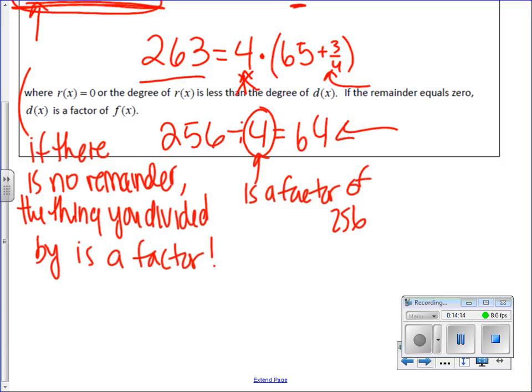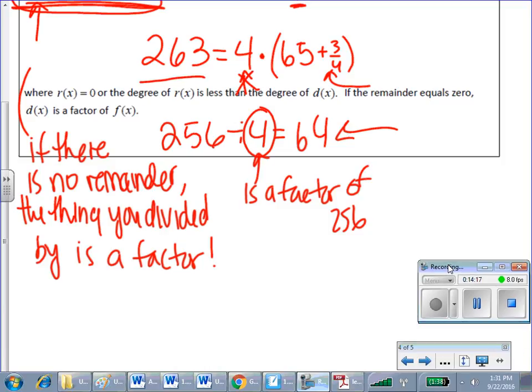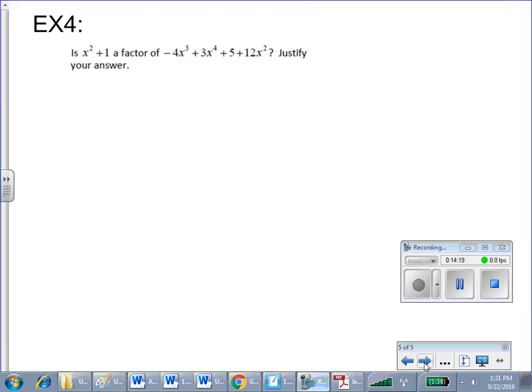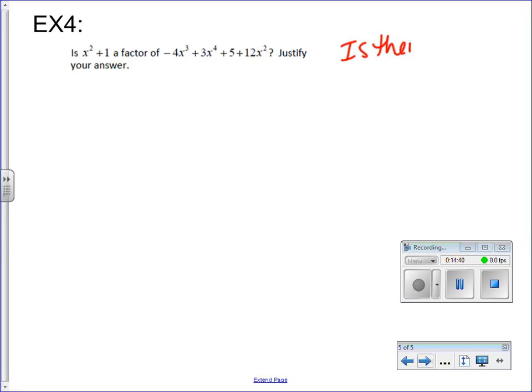All right? Okay, we're going to talk about this more tomorrow. We have one more example that I would like to do. This example is important, and you'll see why. Is x squared plus 1 a factor of negative 4x cubed plus 3x to the 4th plus 5 plus 12x squared? Justify your answer. Okay, well, we just talked about this. If I want to determine if it is a factor, I have to see, is there a remainder? That's really what I'm asking. If there is a remainder, then no, it's not a factor. If there is no remainder, then yes, it's a factor.